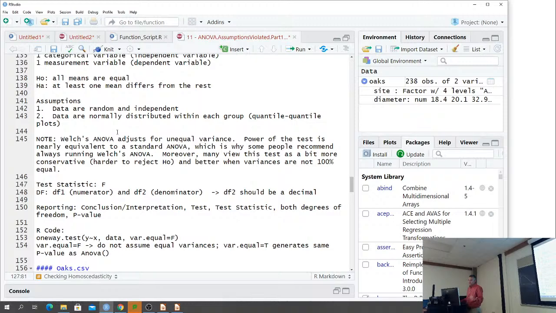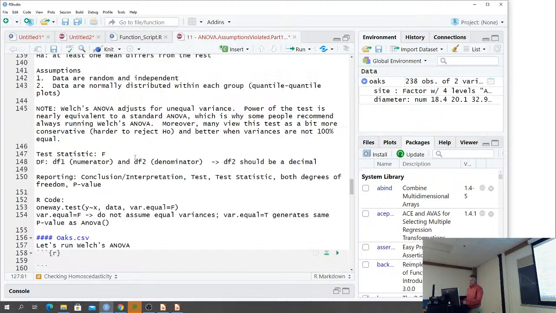So we've got the same type of assumptions. Test statistics are going to be the same. We're going to have an F statistic. We're going to have a degrees of freedom 1 and a degrees of freedom 2, referring to our numerator and denominator. But note that degrees of freedom 2 is going to be a decimal number. So degrees of freedom are usually all whole numbers because they're tied to our sample sizes. Welch's Anova is going to change that to a decimal. So when you see a decimal as a degree of freedom, you should think that we're probably doing a Welch's test.